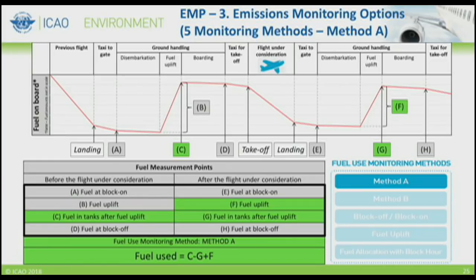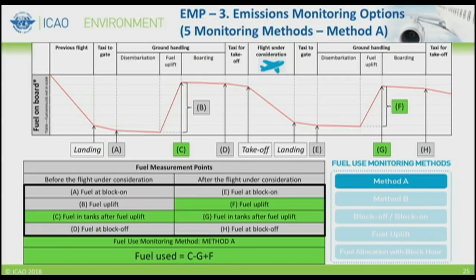So the first one, method A. This method uses information that is being collected from fuel in tanks after the fuel uplift. So we will take the fuel in tanks after the fuel uplift before the flight under consideration. This is when the airplane is preparing to start the international flight that we are now measuring. And the second measurement point is fuel in tanks after fuel uplift for the subsequent flight. So you can see that it's not only one single flight that we are measuring here, or data points related to that one single flight. For some of the methods, like method A here, they require information from the flight under consideration, but also some information from the previous flight. This is trying to ensure that the tracking of the fuel stays consistent throughout the operation of an airplane.